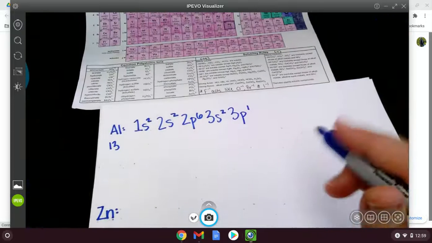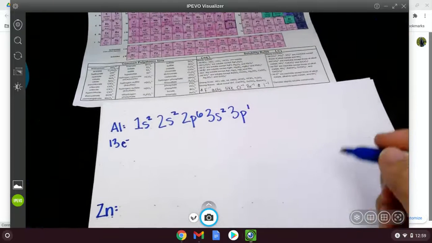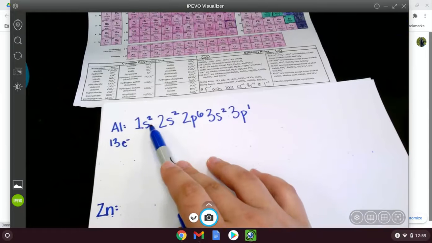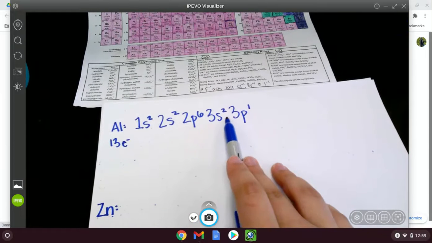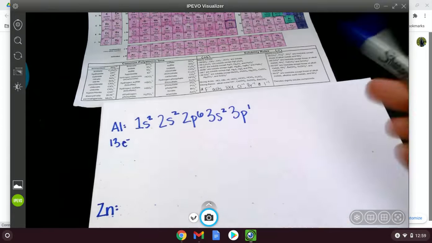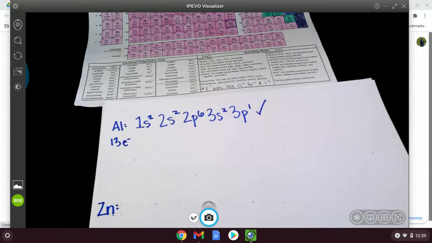Okay, so again, we have 13 electrons to account for. So 2 plus 2 is 4, plus 6 is 10. 10 plus 2 is 12, plus 1 is 13. Okay, so that is the electron configuration we're looking for. All right, let's do another one.